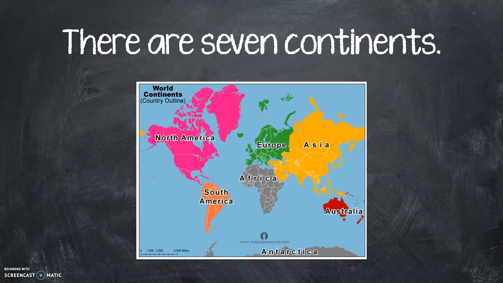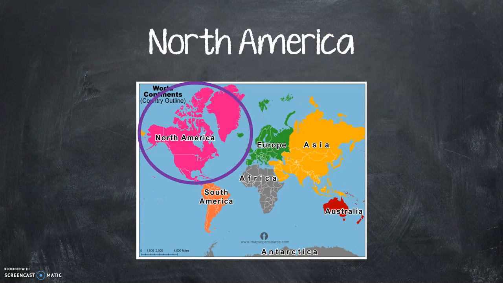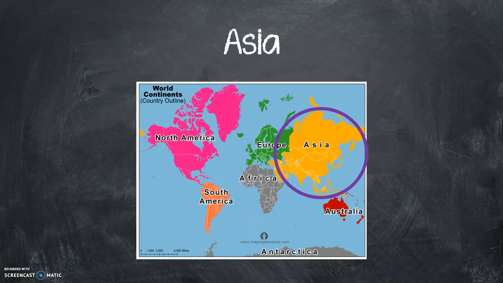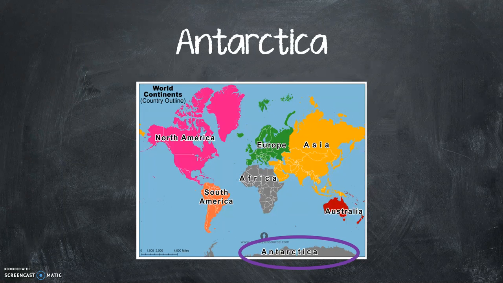Okay, so you've got 7 continents. You've got North America, South America, Europe, Africa. Oops, I did it out of order. Europe, Asia, Africa, Australia, and Antarctica. A couple things to know.